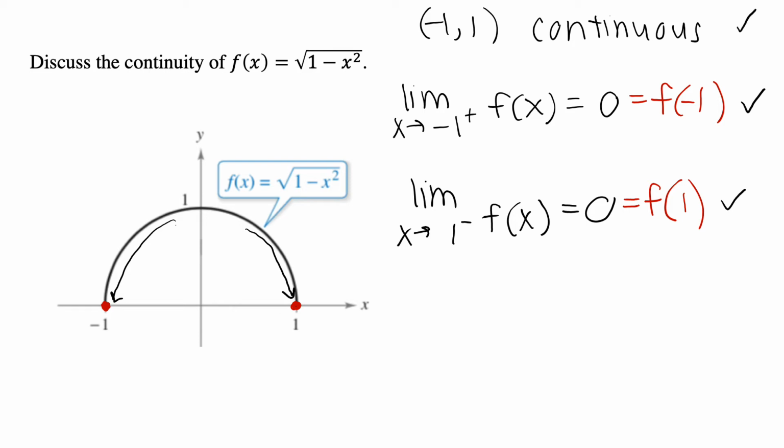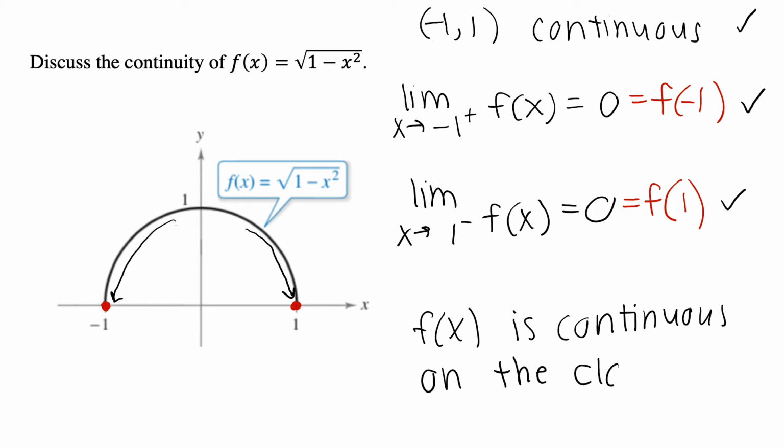So because we are continuous in the open interval from -1 to 1, and then continuous on both sides, we can say that this function, f of x, is continuous on the closed interval from -1 to 1.